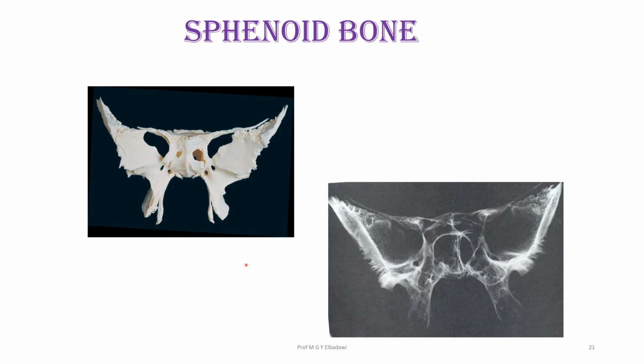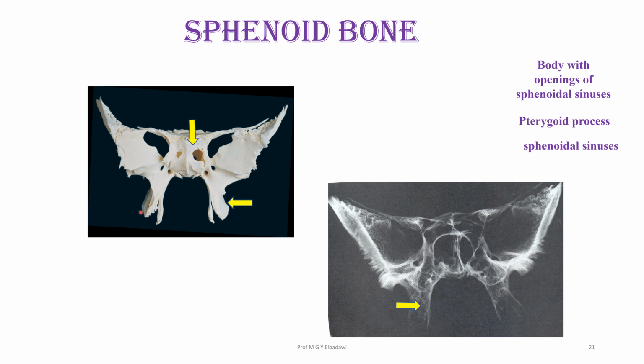from the front. You can see the lesser wings, the body, that is the body here first, with that opening which leads to the sphenoidal air sinuses, as it appears in the X-ray here, and through that foramen here. And then the two pterygoid processes, as we said. And then that is the sphenoidal sinus appearing in the X-ray.